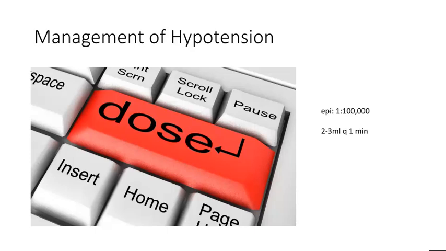This is created by combining 1 milliliter of cardiac epinephrine with 9 milliliters of normal saline. This creates a concentration of 10 micrograms per milliliter, which can be given at a dose of 2 or 3 milliliters every minute or so until the mean arterial pressure is above 65.